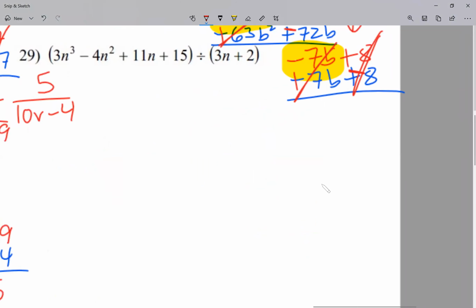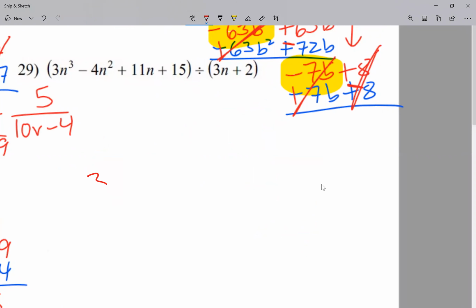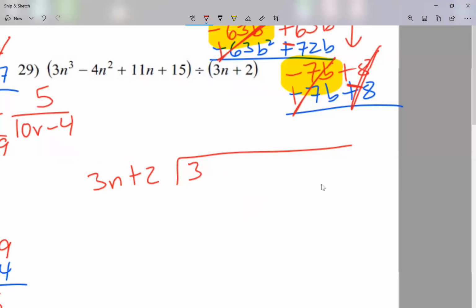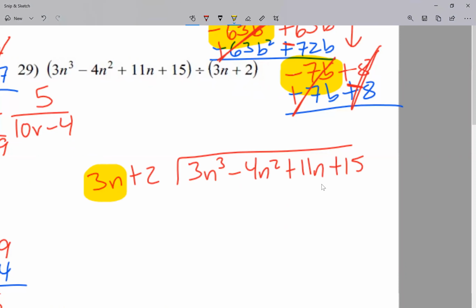Let me write 3n plus 2 is going to divide into 3n to the third minus 4n squared plus 11n plus 15. Double check that outside and inside, I'm not skipping any exponents. All right, I'm not skipping any in this case, but double check on that. And I'm looking at 3n and 3n to the third. Number-wise, nothing I have to do, right? 3 is 3, so I don't have to change my letters.